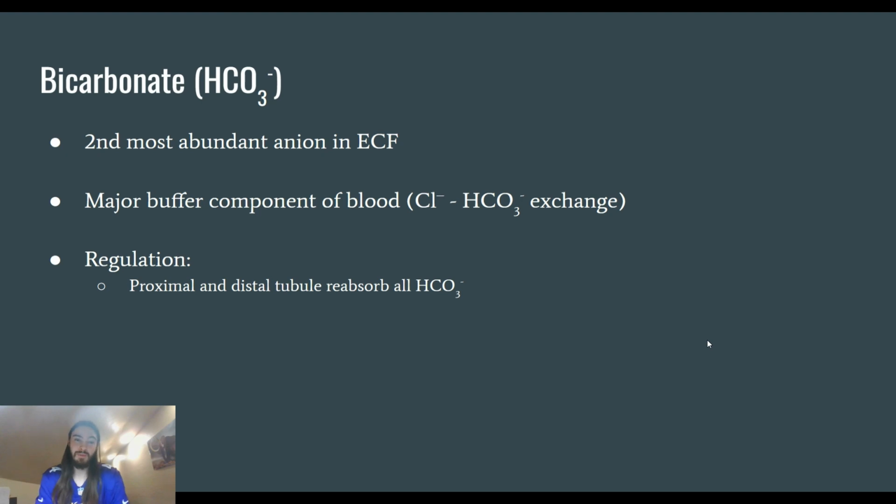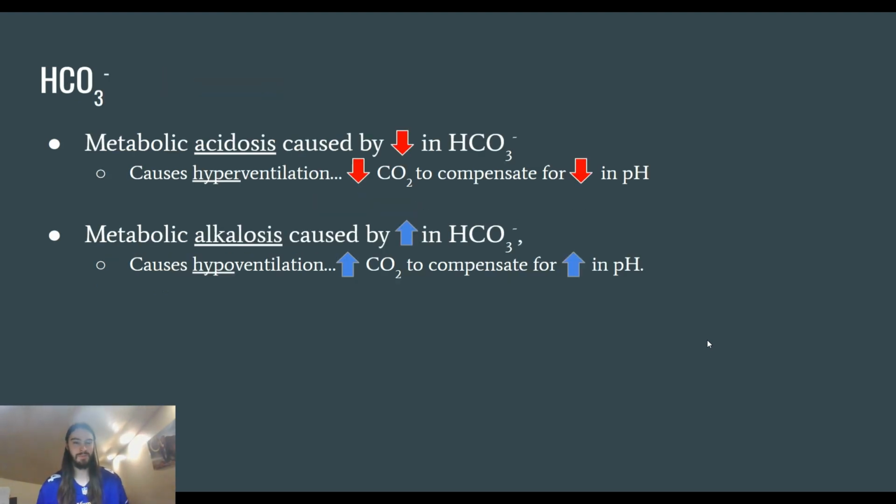Okay, bicarbonate. Bicarbonate is the second most abundant anion in the extracellular fluid, right after chloride. It is a major buffer component, along with the chloride bicarbonate exchange across cells, but also buffering in blood. It is the alkaline-causing molecule, in contrast to carbon dioxide, which would be the acidic-causing molecule. Regulation of bicarbonate: proximal and distal tubules reabsorb all bicarbonate, and then when there's an excess, they excrete it. So pretty simple with bicarbonate there.